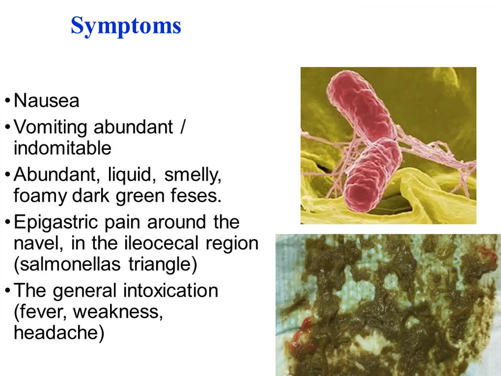Clinical symptoms. Acute onset, intoxication. We see fever for not less than 5–7 days. Also nausea, vomiting, formation of copious liquid foul-smelling, frothy dark green stool in the form of swamp slime. Epigastric pain will be present around the navel and in the ileocecal region. This region we name the triangle of Salmonella.